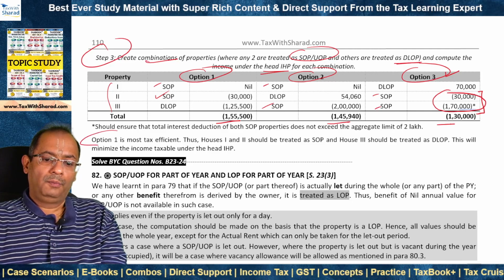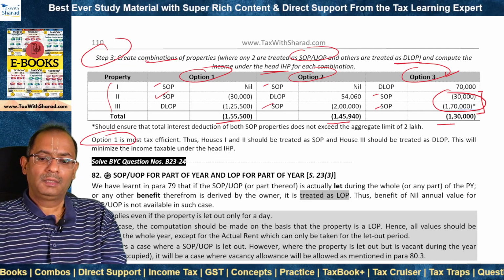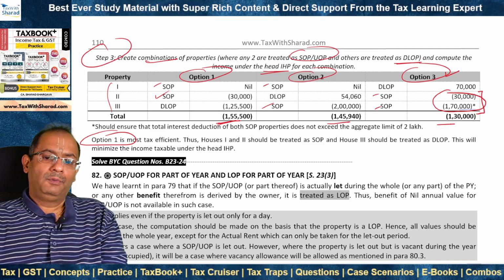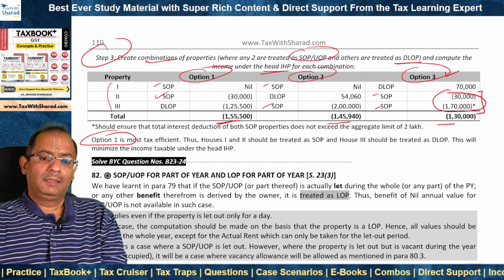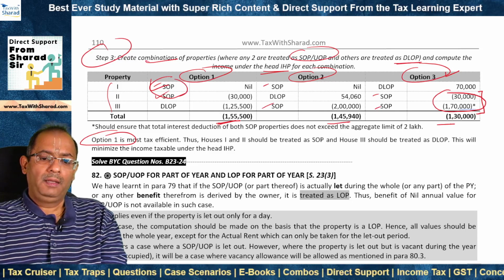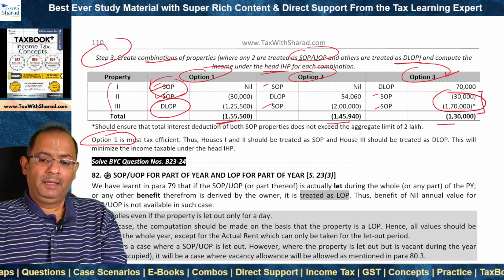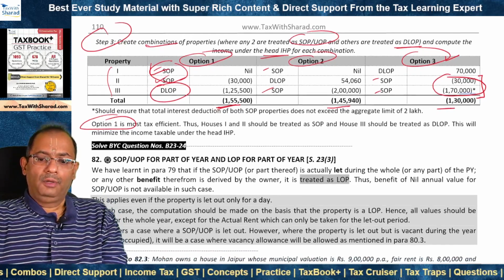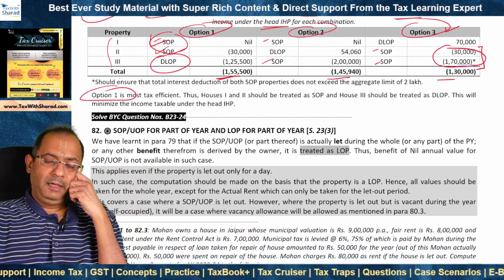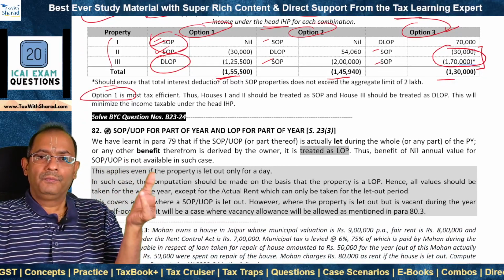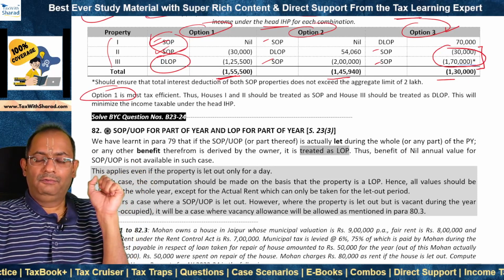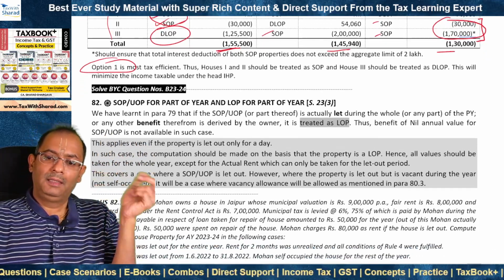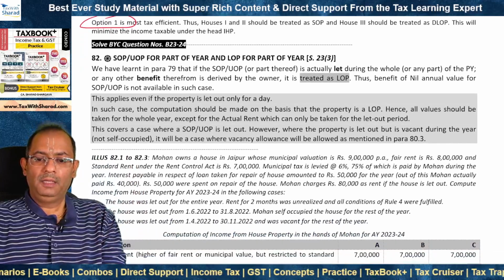And now we see that option 1 is the most tax efficient. Why? Because it results in a maximum loss of 1,55,500. So we pick up option 1, combination 1, and then the SAC can select property 1 and 2 as SOP, and consequently property 3 will be classified as DLOP. So this is how we take the approach where we have more than 2 properties classified as either SOP or UOP, and we are asked to make the most beneficial selection for the SAC in the question as to which 2 properties he should choose as SOP or UOP, because the other will then be classified and treated as DLOP.